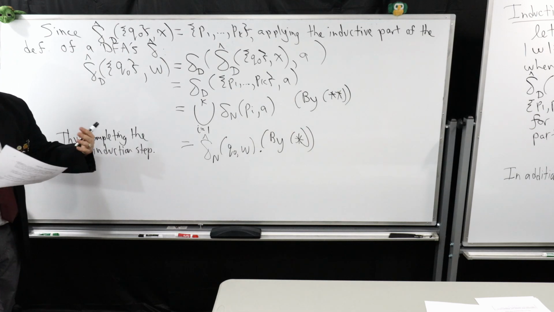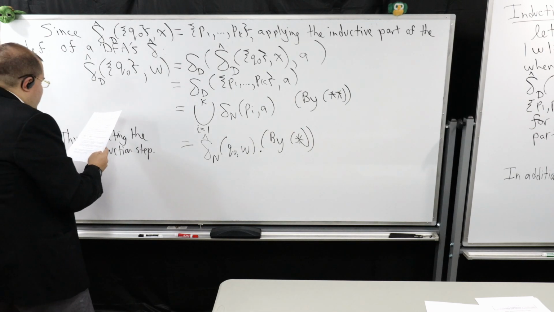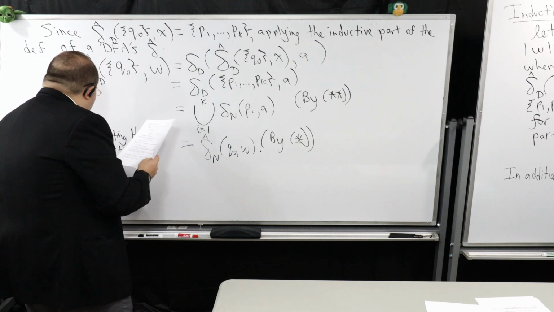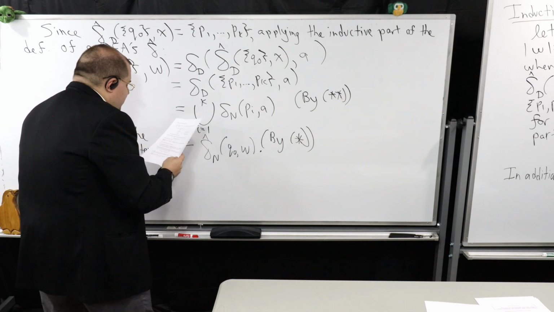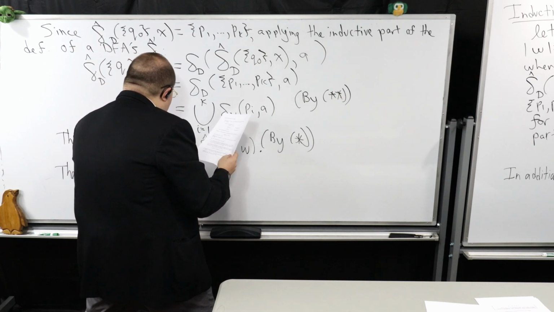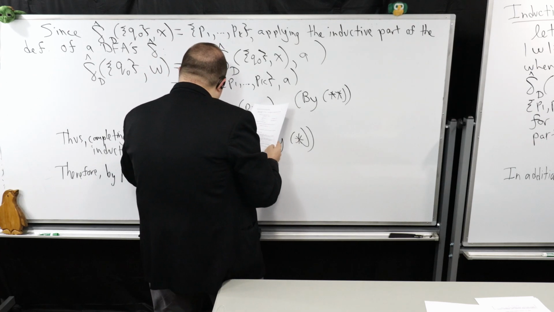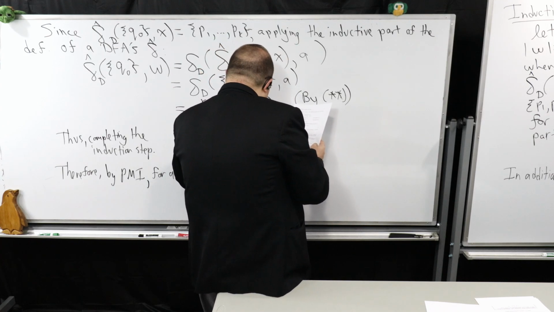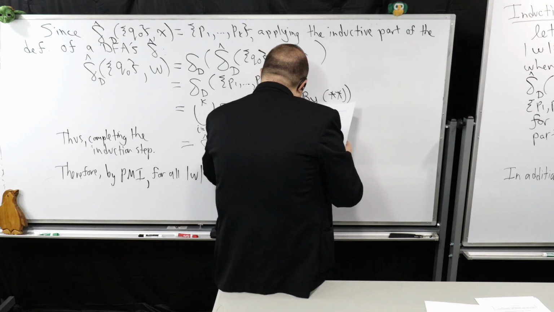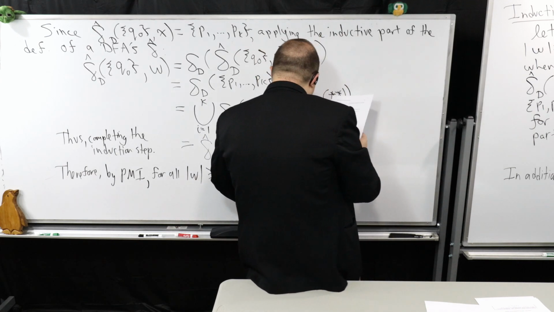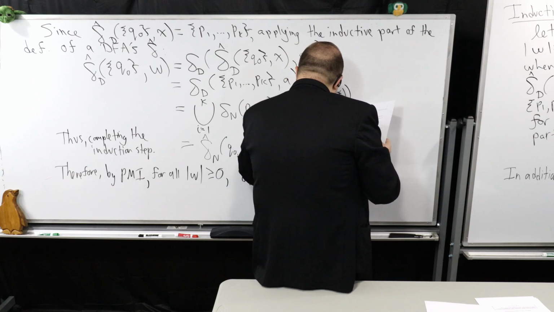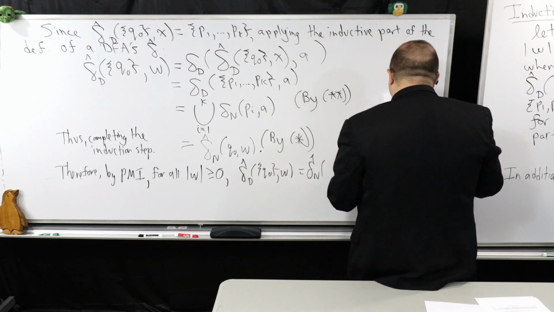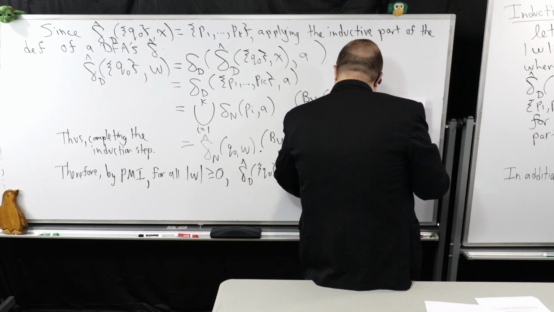So now I can invoke the principle of mathematical induction because I have a base step and an induction step laid out. I can say therefore, by the principle of mathematical induction, for all strings of length 0 or greater, delta hat D of the state representing the set Q0, w is equal to delta hat N of Q0, w.